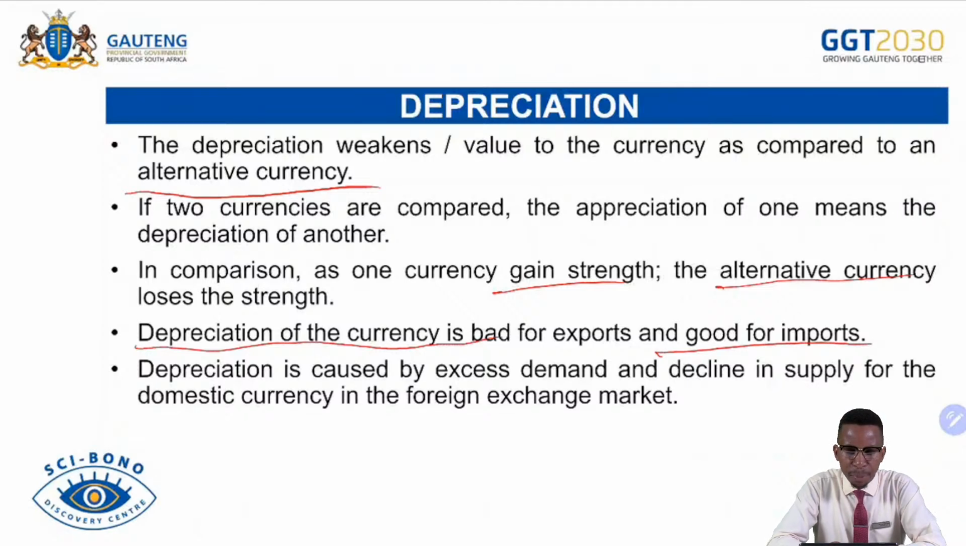So let's check. Depreciation is caused by excess demand. For the currency to depreciate, there must be high demand for our currency. So the demand for our currency must be more than the supply of the currency. We call that excess demand.